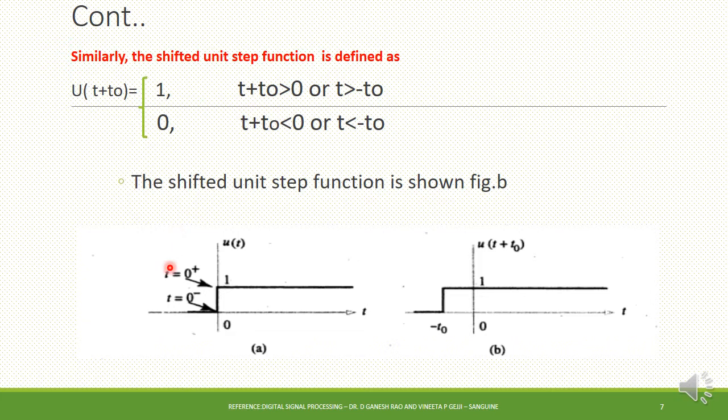How are you going to remember? Unit is nothing but 1, and it is like a step. That is why it is called a unit step function. This is for your remembrance.